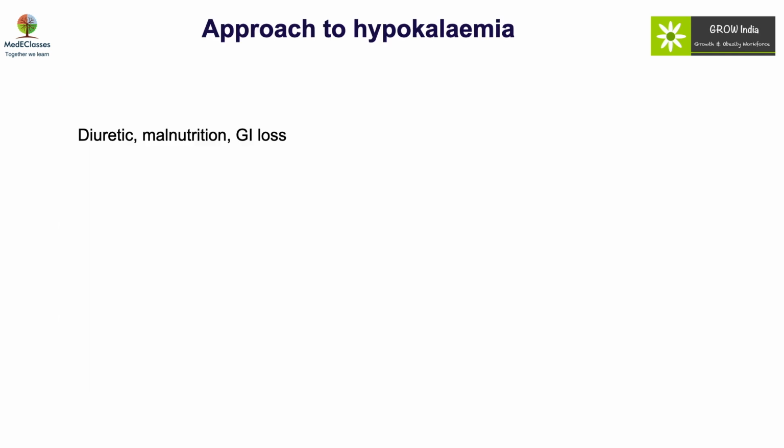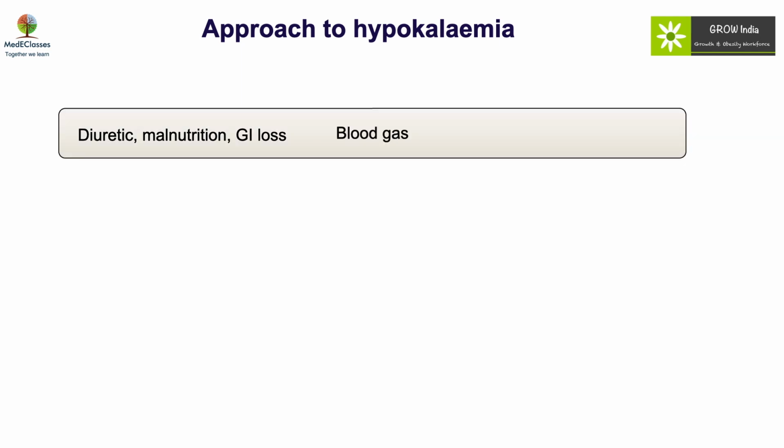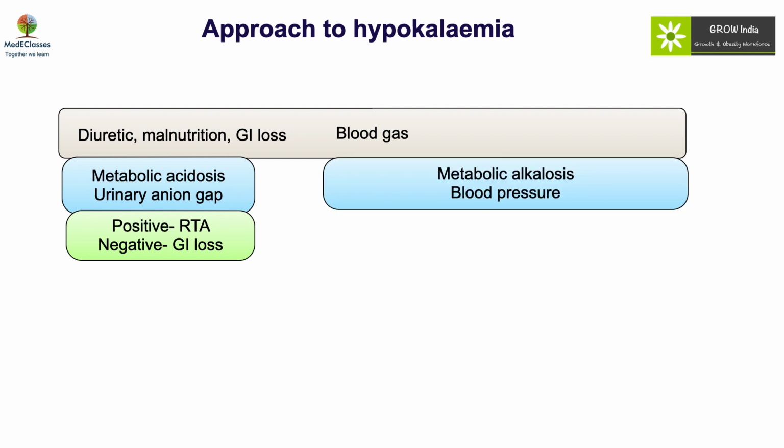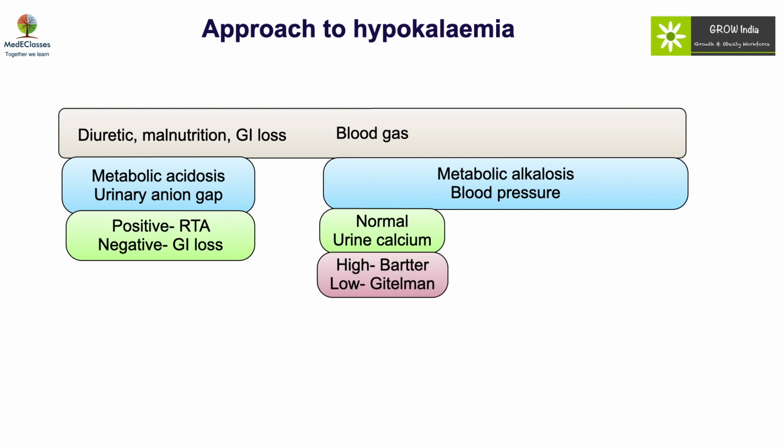The approach to hypokalemia starts off with evaluation for diuretic use, malnutrition, and gastrointestinal loss. If they are not there, look at blood gas. If there is metabolic acidosis, then you look at the urinary anion gap. A positive urinary anion gap indicates renal tubular acidosis, negative means gastrointestinal loss. Metabolic alkalosis, look at blood pressure. If it's normal, look at urinary calcium to differentiate Bartter's and Gitelman's.